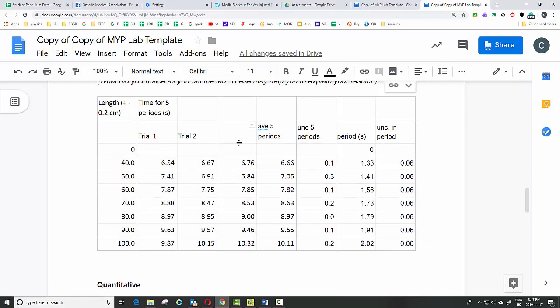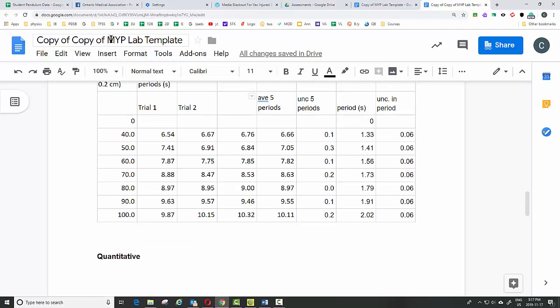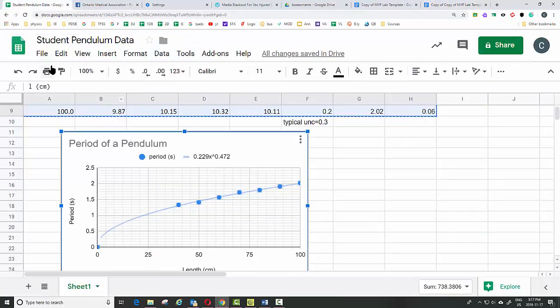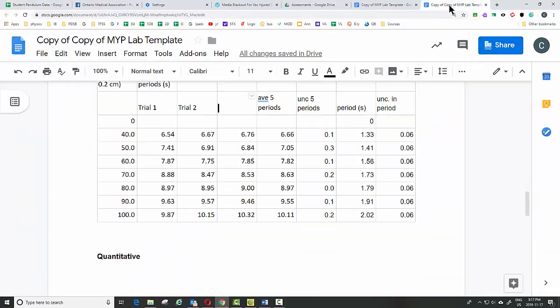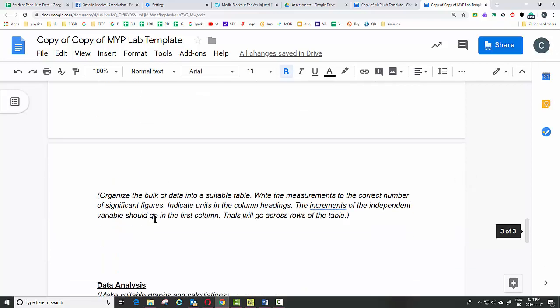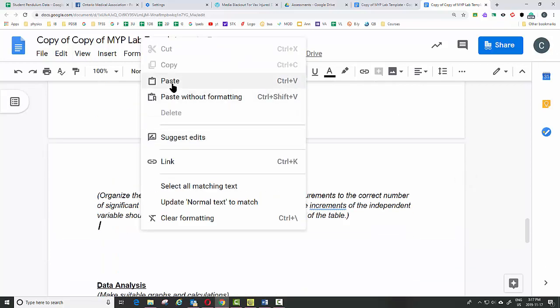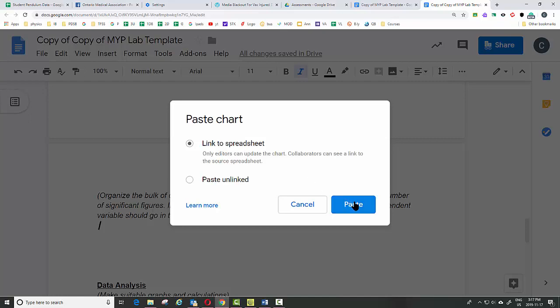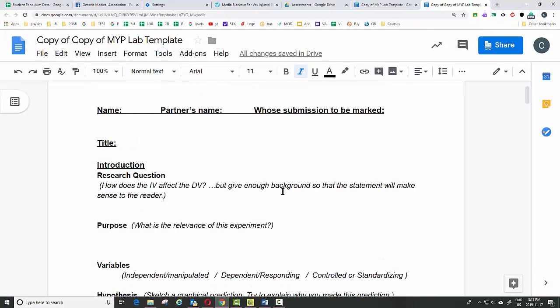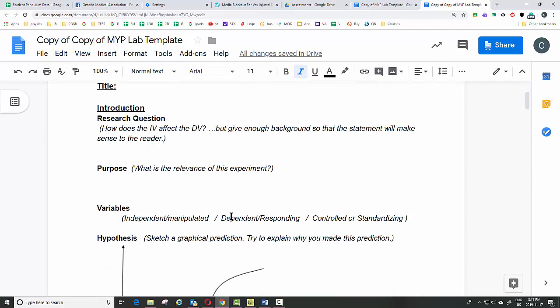Once we're done and we've got our table all edited, it all looks great for the document, then we can go back and get our graph. Here's our graph. Click on it and then edit, copy, and paste your graph. And once again, it can be linked to a spreadsheet. And then you just want to fill in the rest of the template and complete your lab.